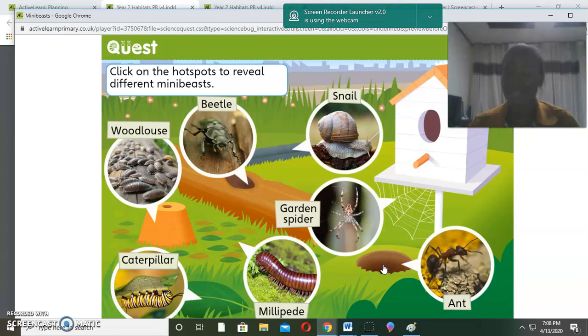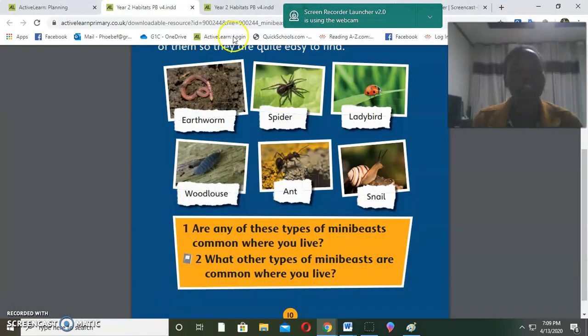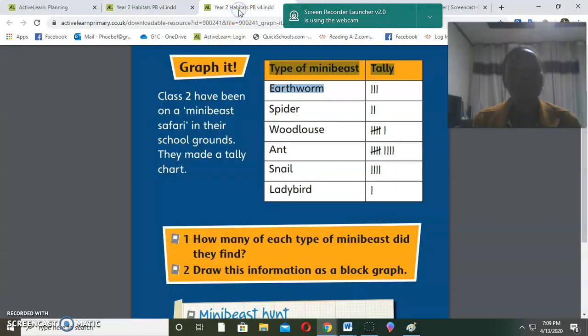An ant. So we can find ants on the holes, right? So that's good. Now we are going back. So we have these questions to help us. Graphite. Remember, we've looked at the insects.